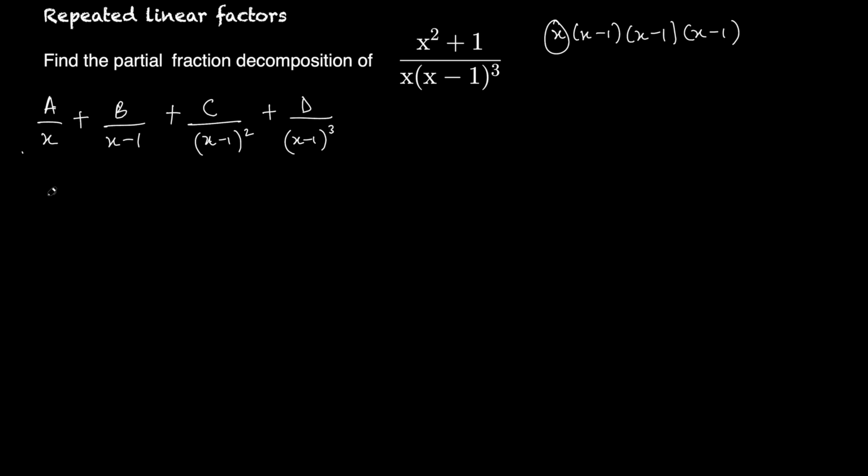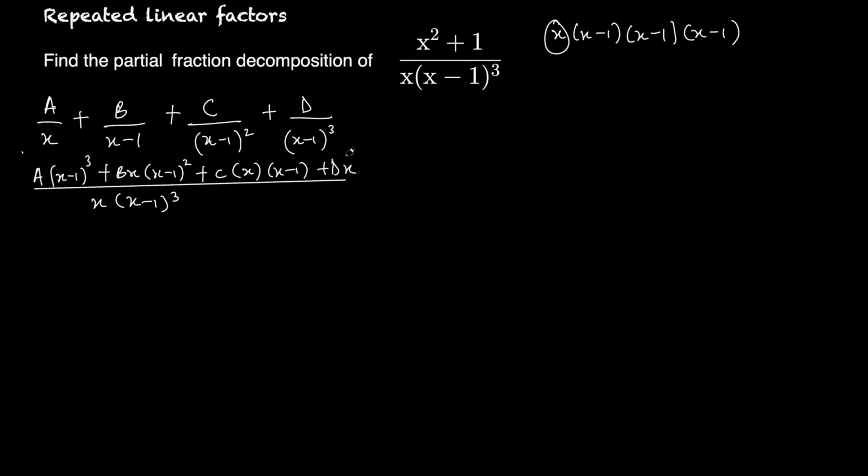Now we take a common denominator here. The common denominator is x times (x minus 1) raised to the power of 3. Now this gives A times (x minus 1) cubed, plus Bx times (x minus 1) squared, plus Cx times (x minus 1), plus Dx. All of this must be equivalent to x squared plus 1.